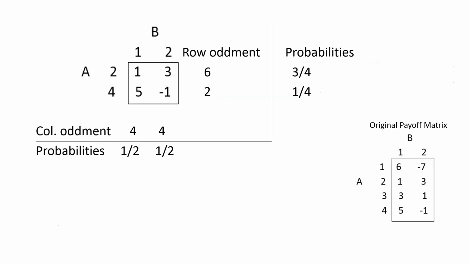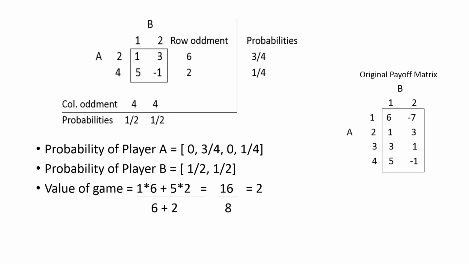This is the original payoff matrix you are having, and for player A we have taken the strategies 2 and 4 and ignored the others, and for B it is 1 and 2. Find the row augment, column augment and probabilities. Now find the value of the game.